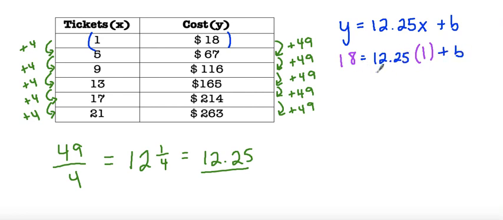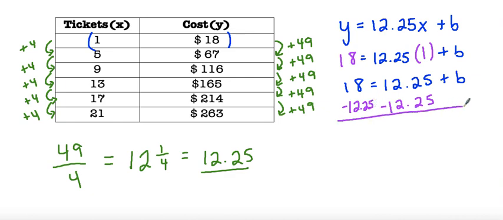So 18 is equal to 12 and 25/100ths times 1 plus b, which is simply 18 is equal to 12 and 25/100ths plus b. And if I want to isolate my variable, I'm going to have to subtract 12 and 25/100ths on both sides. And these are opposites, so they cancel out. $18 minus $12.25 is $5.75, which equals b.